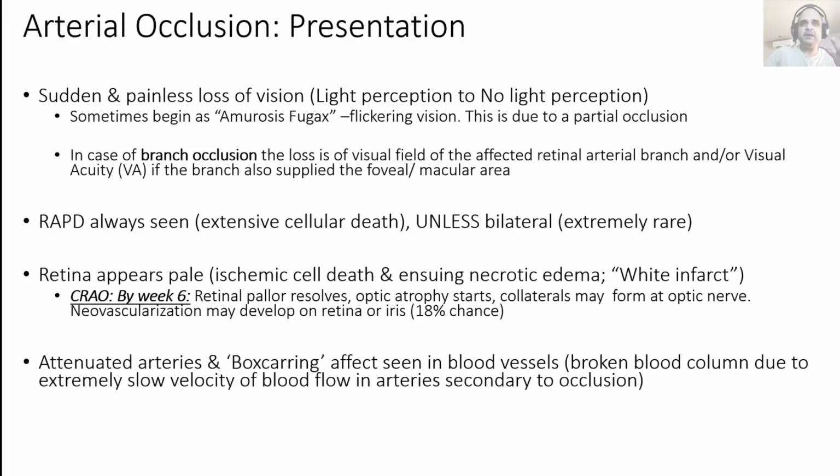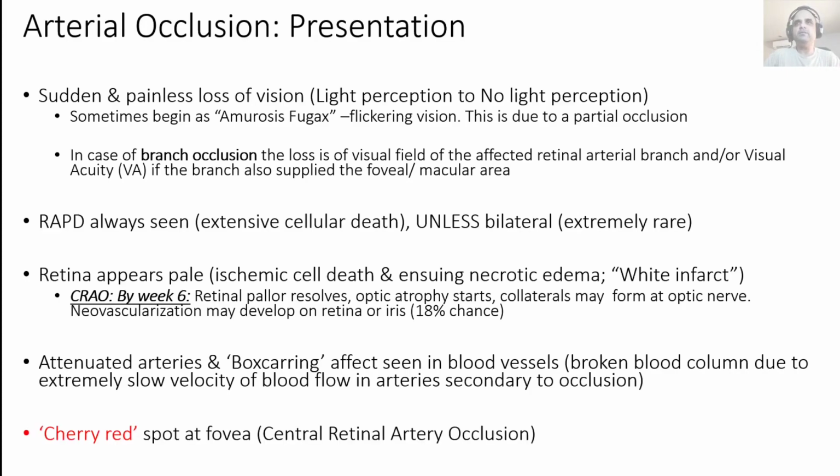Together with the pale retina, you will also see something called a box scarring effect. The box scarring effect is when the blood column is actually broken, because the velocity of blood flow is extremely poor in the arteries secondary to occlusion. You might even see it in the veins because of very, very poor blood flow. And finally, you see something called a cherry red spot on the fovea, which is something that you see in a central retinal artery occlusion.